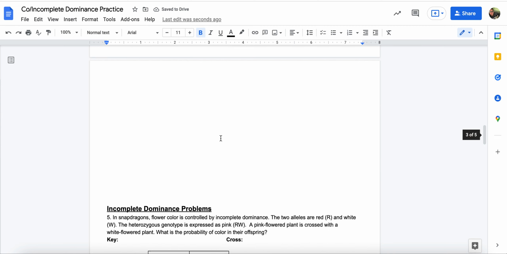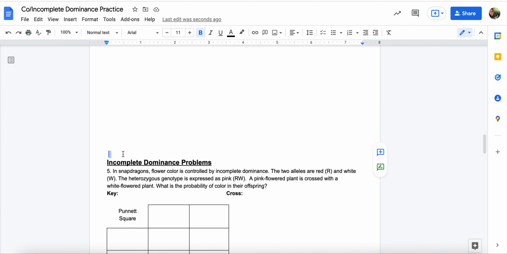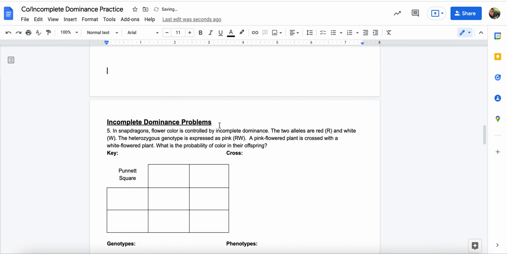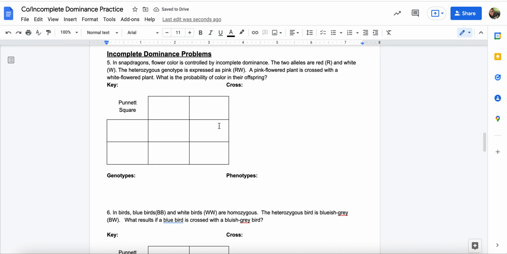All right, moving on to incomplete dominance. So incomplete dominance, we're going to see a blending of the 2 traits. Instead of seeing both of them expressed, we're going to see it like mixing paint. So red and white will make pink.